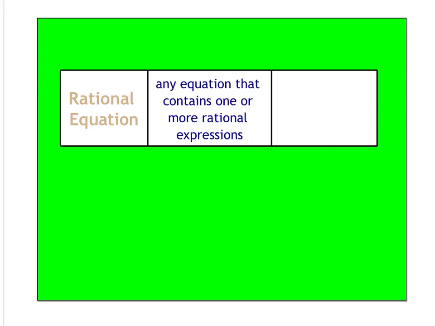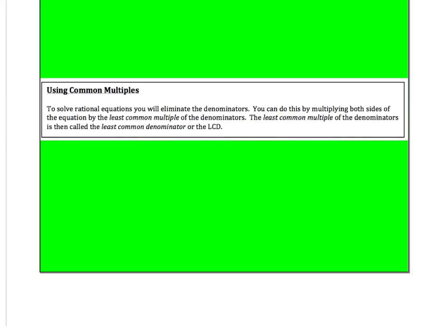So let's take a look. A rational equation is any equation, so that means there's going to be an equal sign, that contains one or more rational expressions. In order to put this together, you must use common multiples. So you need a least common multiple and a least common denominator. Everything has to have the same denominator before you do anything. And what you can do is eliminate all the denominators by multiplying everything by your least common multiple.